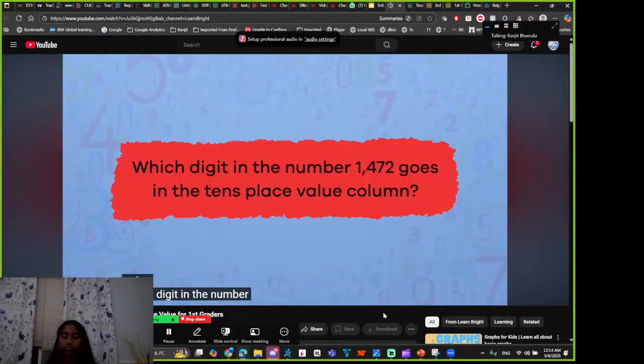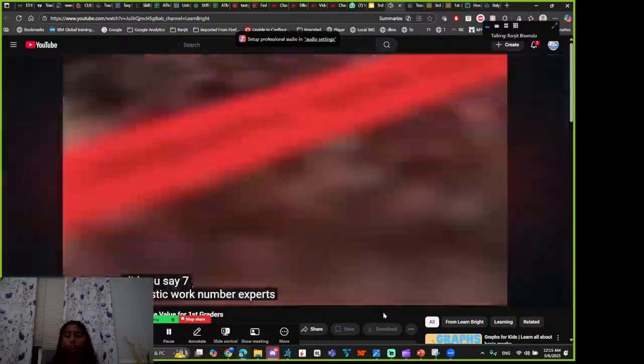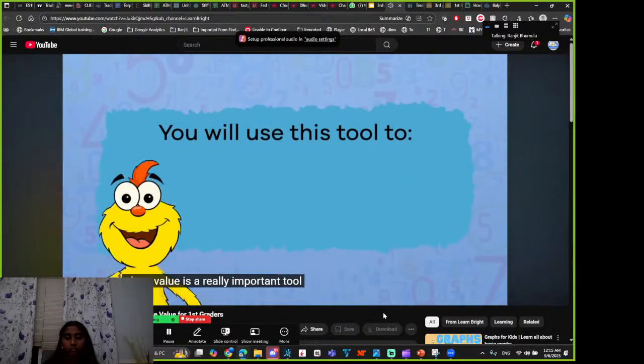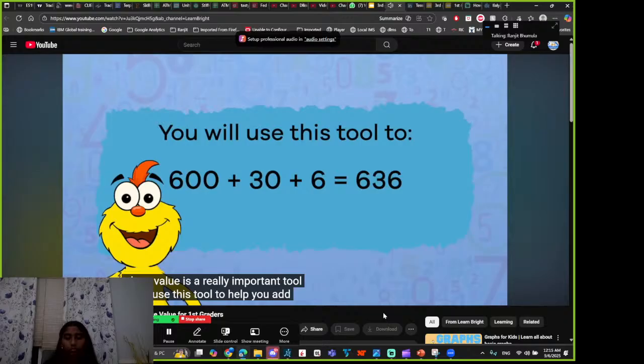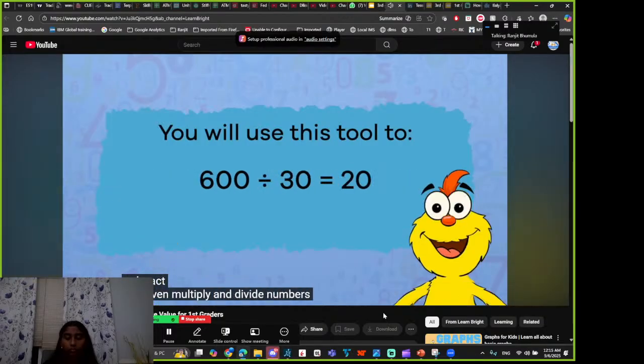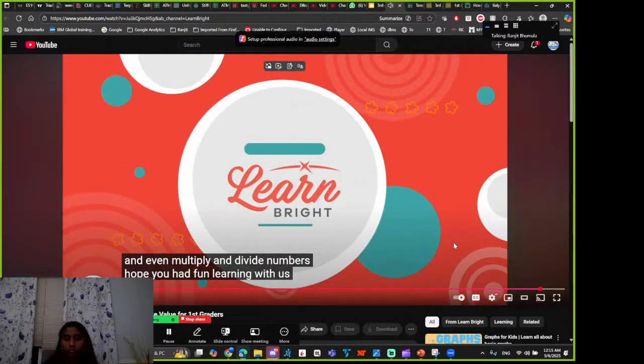Which digit in the number 1,472 goes in the tens place value column? Did you say 7? Fantastic work, number experts. Place value is a really important tool. You'll use this tool to help you add, subtract, and even multiply and divide numbers. Hope you had fun learning with us.